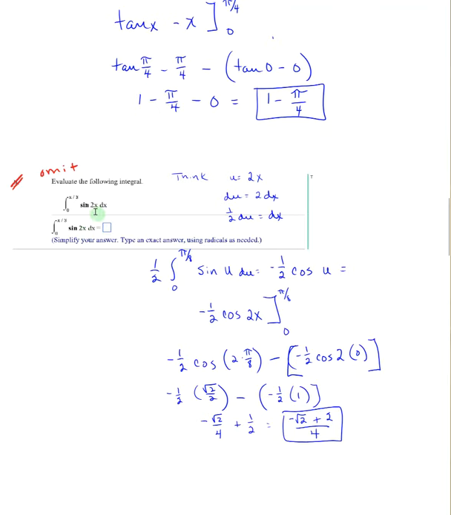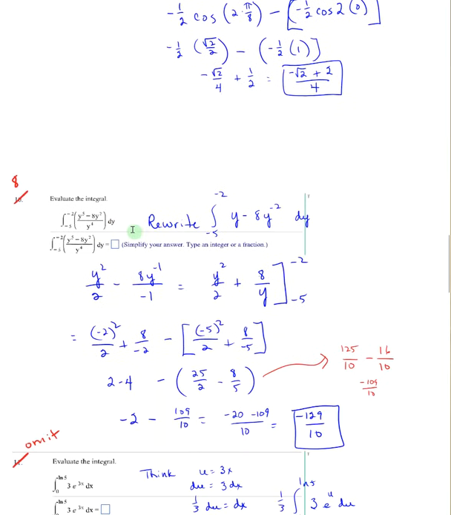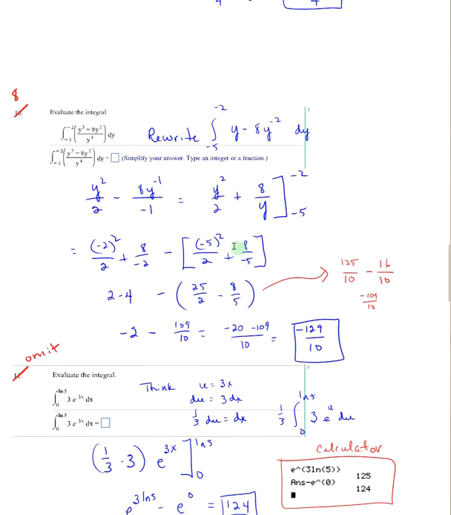This one is omitted, so our next one, this is number 8 now. We have the integral from -5 to -2 of this. Remember, there's not a quotient rule, so you want to try to simplify. Y to the 5th over y to the 4th is y, minus 8 y squared over y to the 4th. That's 8y to the -2 dy. So now we're going to integrate.